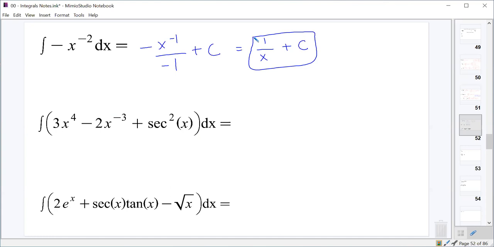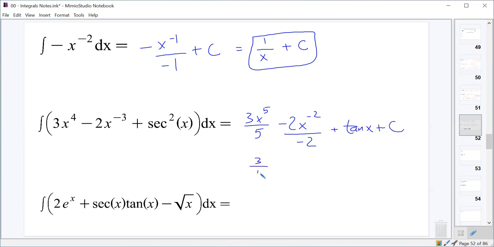For the next one here, we're looking at 3x to the 5th over 5 when we go up by 1 and divide by 5. And then -2x to the -3, so we still have that -2. And then it becomes x to the -2, and we'll divide by -2. So we'll simplify that in a second. And then for secant squared, we just again have to think about, is there a function that when we take its derivative gives us secant squared? Well, yes. That function should just be tangent x. So plus tangent x plus a constant.